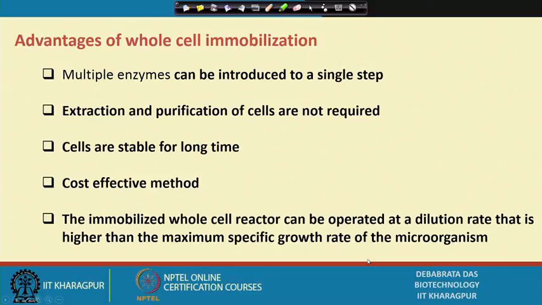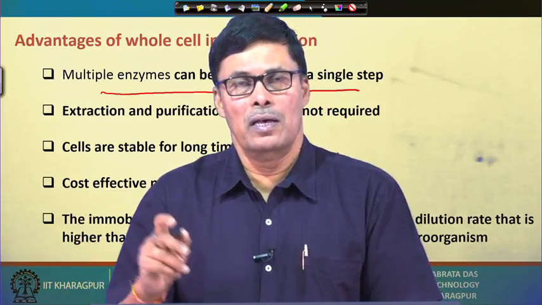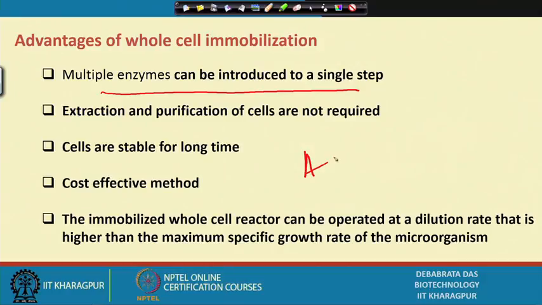Now, what are the other advantages of whole cell immobilization? If you look into it, multiple enzymes can be introduced in a single step. I told you that inside the cell we have a metabolic pathway. In the metabolic pathways, a number of steps are involved, so A to B, B to C, C to D.